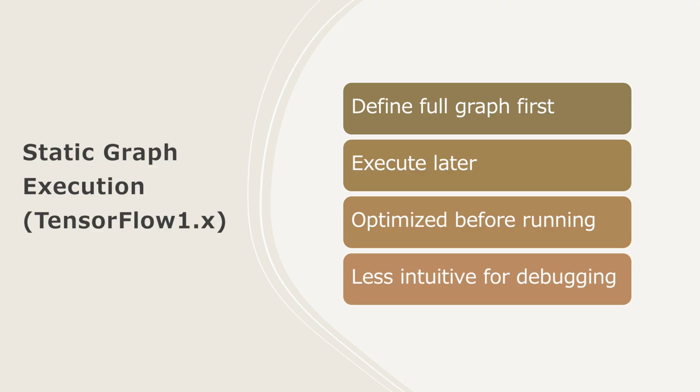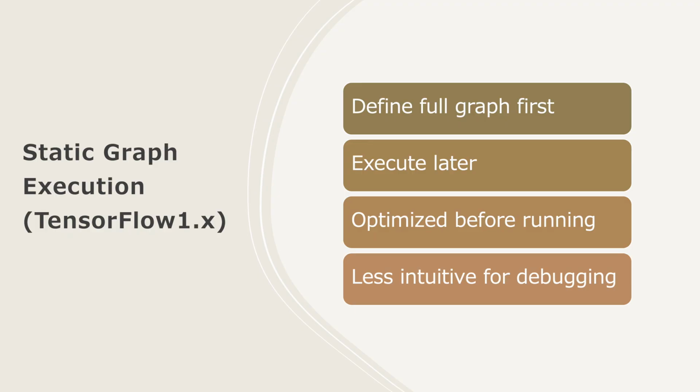In TensorFlow 1.x, computation followed a static graph model. This means you had to define the entire computation graph first, before any actual computation was performed. In other words, you first described all the operations, inputs, and outputs that would be part of the workflow, and only then would TensorFlow execute that graph. This design provided important advantages. Because the full graph was known in advance, TensorFlow could optimize it before running. It could also support efficient execution across multiple devices or distributed systems.